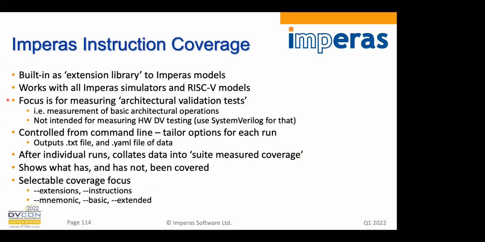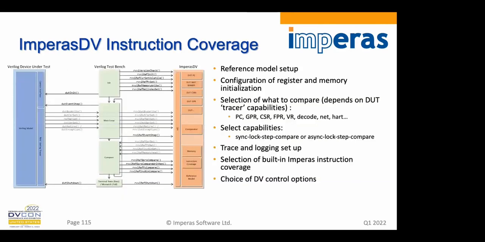The focus of the Imperas built-in instruction coverage is for the architectural validation test, for the measurement of basic architectural operations. It's really not intended for hardware DV testing, which will be a lot more sophisticated than what we've built in, and will normally be specific to the pipeline of the processor that you're building. The built-in coverage is controlled by command line, so you tailor the options for each run, you get some output, and after you've done the individual runs, you can collate it into a measured coverage for the whole suite, and that shows what has and has not been covered, and you can choose the different things that you're trying to cover.